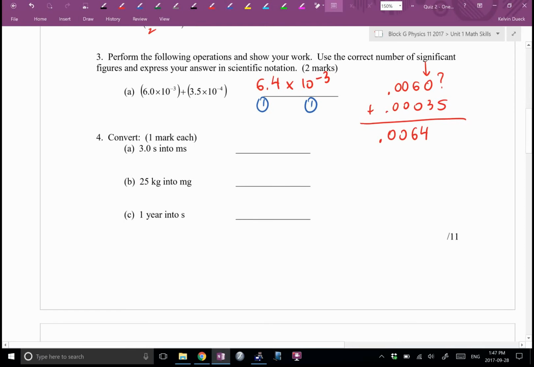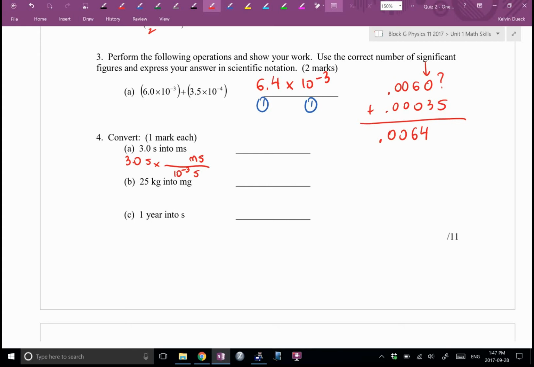3 seconds into milliseconds. I'm going to start out by writing down what they gave me. 3.0 seconds. I want seconds to cancel. I want milliseconds left behind. And I'm going to put the 10 to the negative 3. I don't memorize whether it goes on the top or on the bottom. I memorize it goes where the metric letter isn't. So since the metric letter, the little milli, is on top, the 10 to the goes on the bottom.